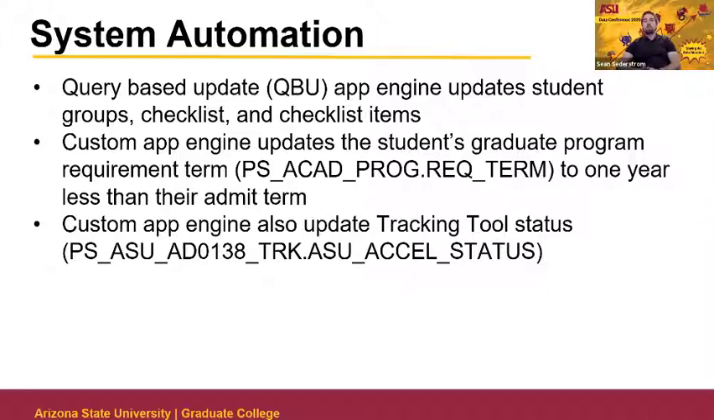The other thing the app engine does is we also added system automation for the tracking tool and the tracking tool table. Previously, that was done entirely manually. So now, once a student is admitted into a graduate program, their status in the tool will be updated to students. Once they graduate from the program, they'll then update automatically to graduated. It will also automatically withdraw the student from that table, or we'll add a withdrawn status to the table if they are no longer eligible for the 4+1.